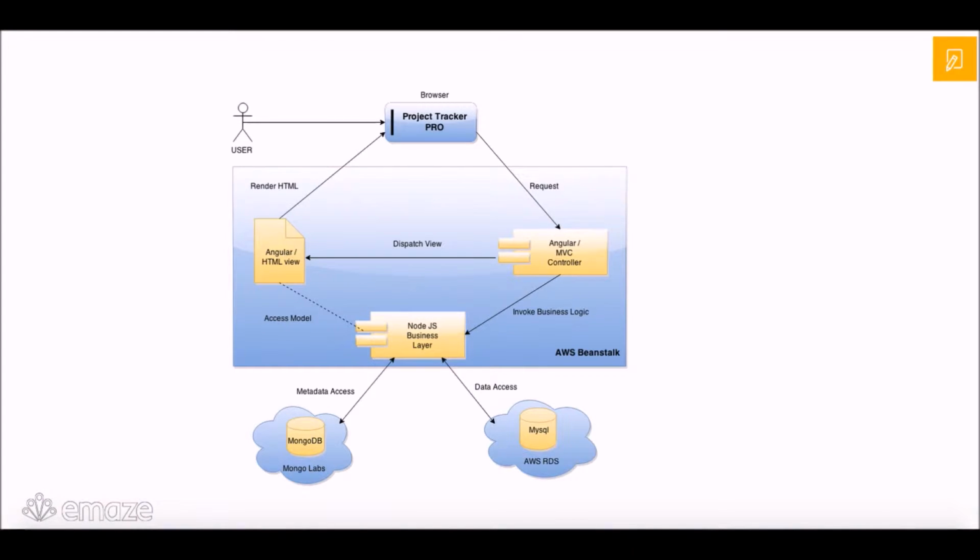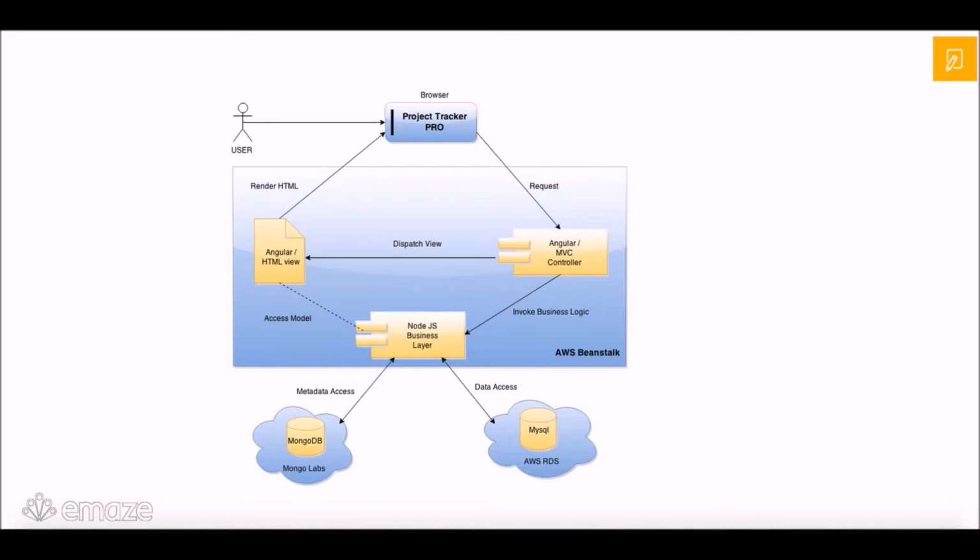Once he selects the tenant, a request is formulated and sent to the Angular MVC controller. The controller does the processing and invokes the business logic layer made of Node.js. The Node.js business layer then interacts and fetches the metadata and sends the package to the controller, which then dispatches the view, which is finally rendered to the user's browser.